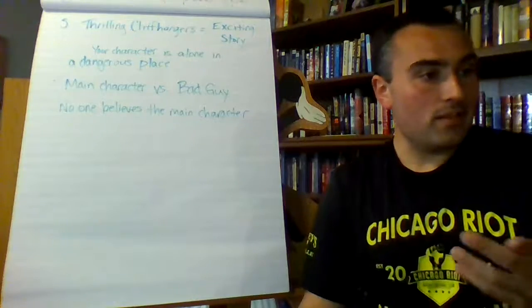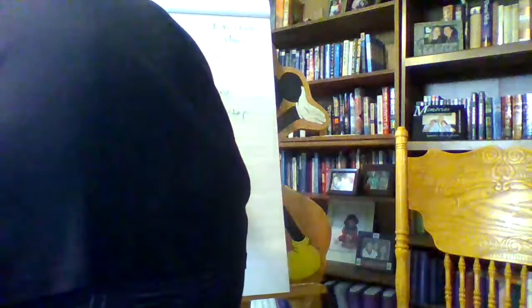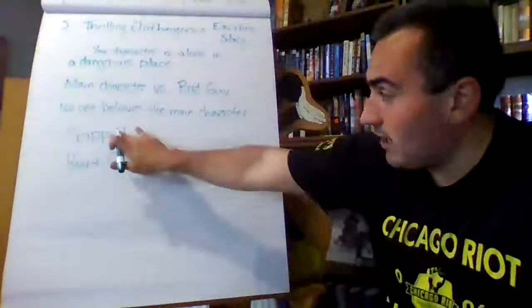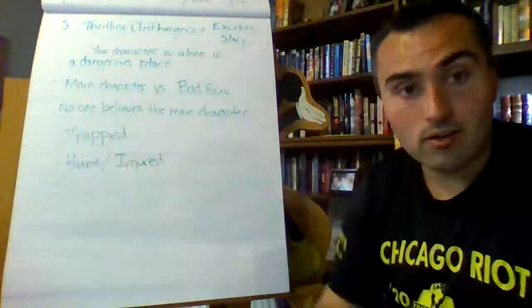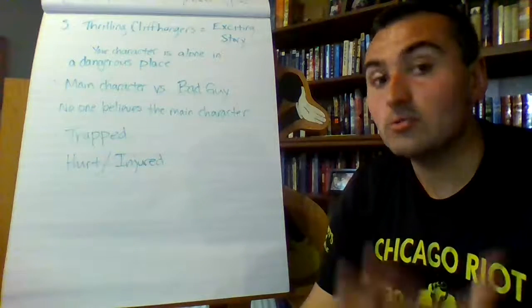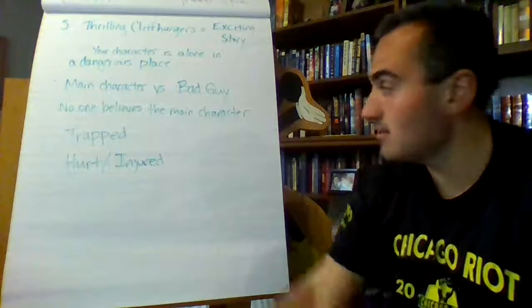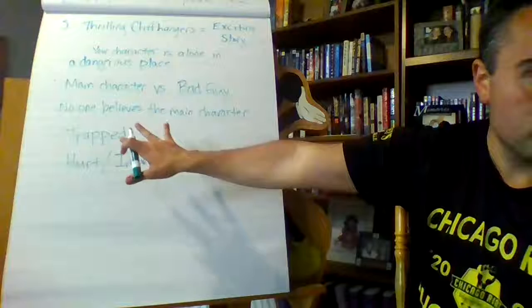Okay, so some other things. That the main character is trapped, or the main character is hurt or injured. Those are big things. Like if your character gets trapped or they get hurt, how do they continue to press on to solve the mystery? What happens because of this happening?